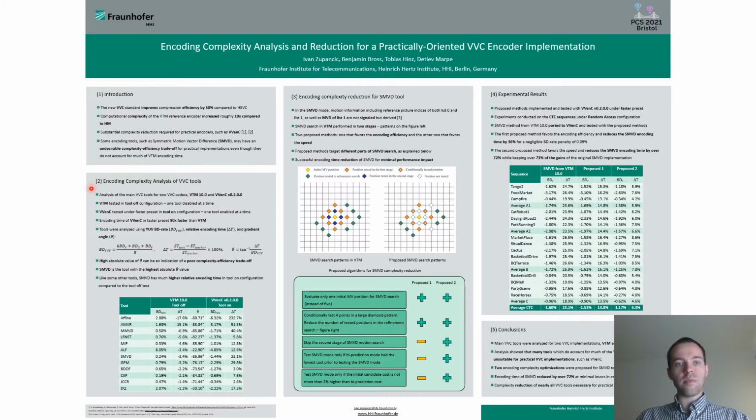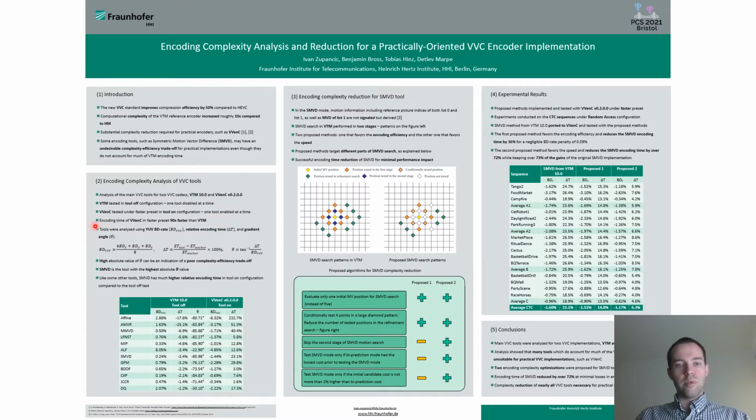optimizations. In this paper, the main VVC tools were analyzed for two VVC codecs, the reference encoder VTM 10.0 and an open source VVenc 0.2. VVenc is an open source optimized VVC encoder implementation which combines different software and algorithmic optimizations to provide operating points which are 100 times faster than the VTM reference encoder.